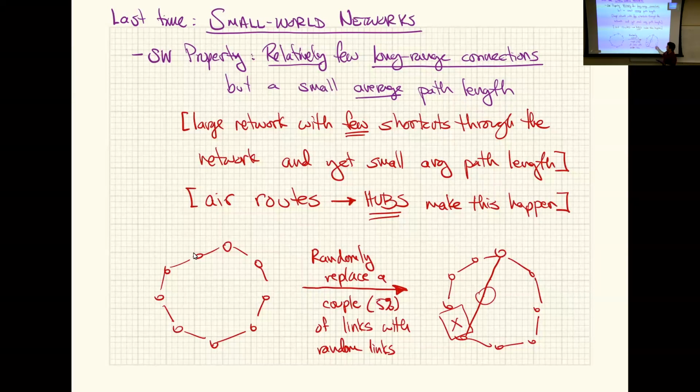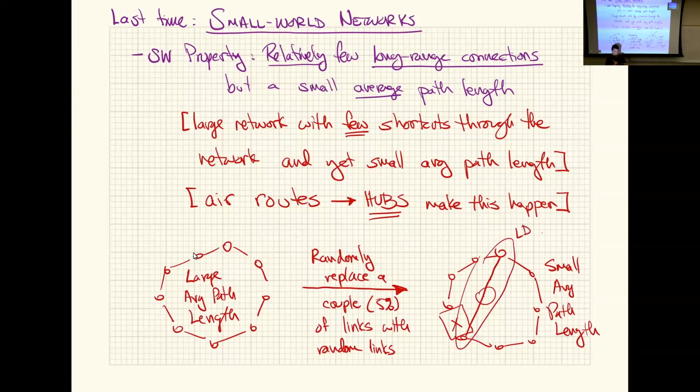And if you do that to just a few links in the network, it turns out 5% is enough, then you'll go from having a very large average path length, so this is a large average path length, to a small average path length. And that's because of these long distance connections, shortcuts. And so this is one potential way to create small world networks.